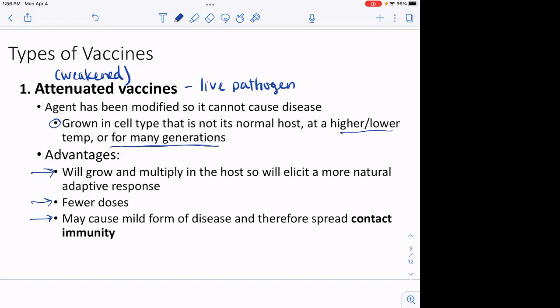If you vaccinate part of the population, maybe those kids will play with the kids that didn't get vaccinated and spread some contact immunity. So they could spread a mild form of the disease even to people that weren't vaccinated, and thereby get more people protected. Okay. All right. So that could be a positive.